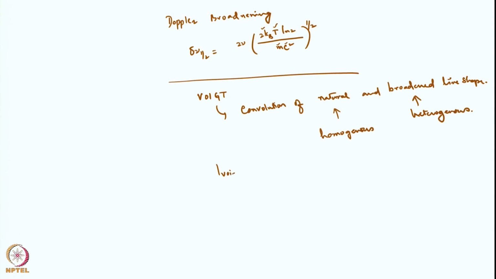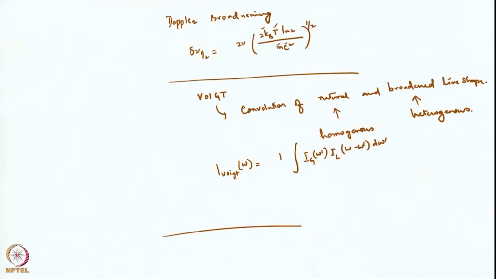When you have a combination, I Voigt of omega is given by the integral of I_G of omega prime times I_L of omega minus omega prime, d omega prime. So, it is a convolution. Essentially the entire line shape, if you have some shape like that, then it is a convolution, that means it is a product function of the Lorentzian line shape and the Gaussian line shape, and that is called a Voigt profile.